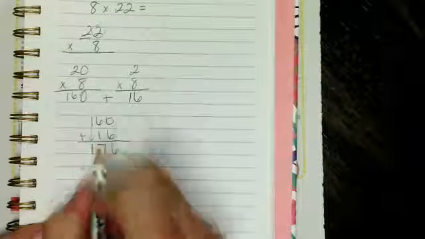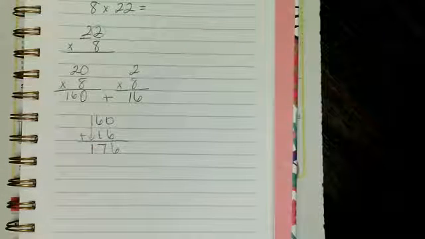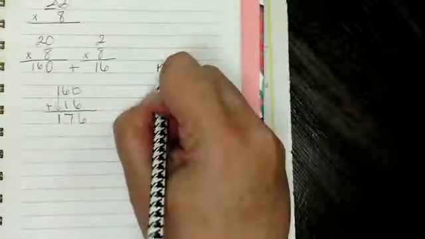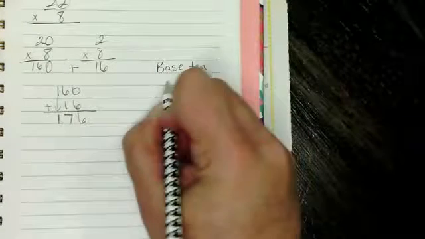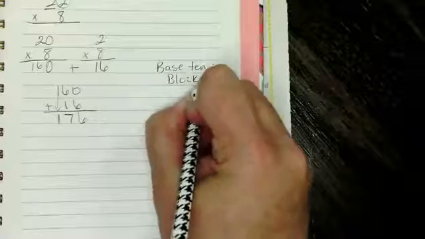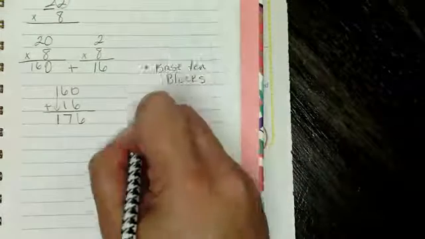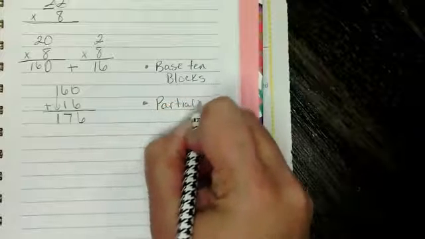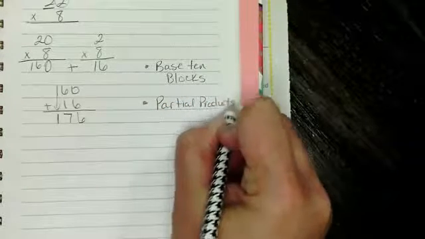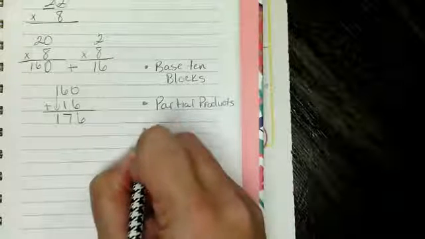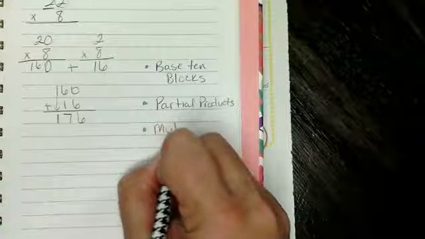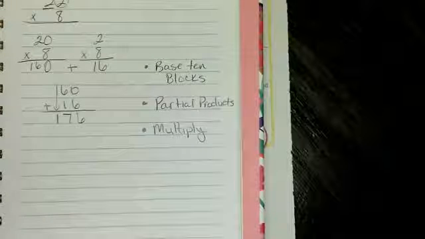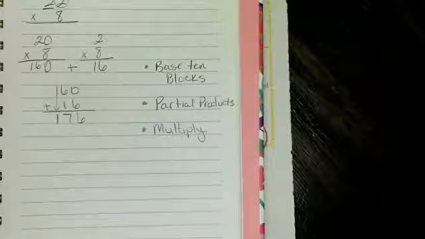So you now have 3 strategies that you can use to answer the questions, number 1 through 5, on your page. You can use your base 10 blocks to model. That's one strategy. You can use partial product as a strategy. And you can multiply. Okay? Those are 3 strategies that you have to work with.